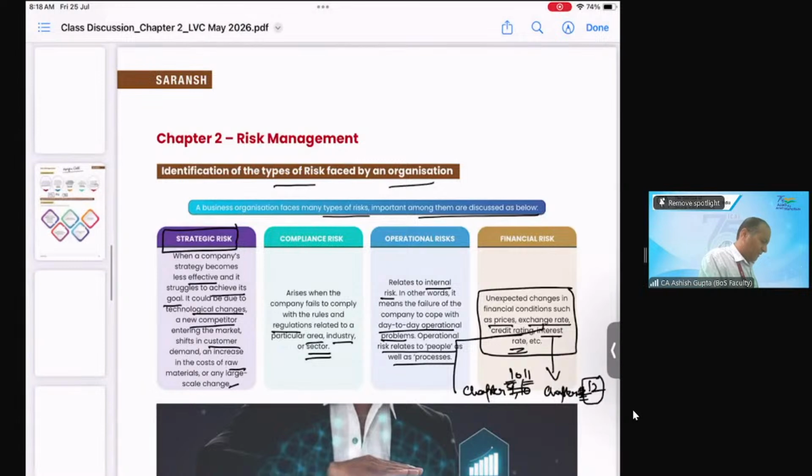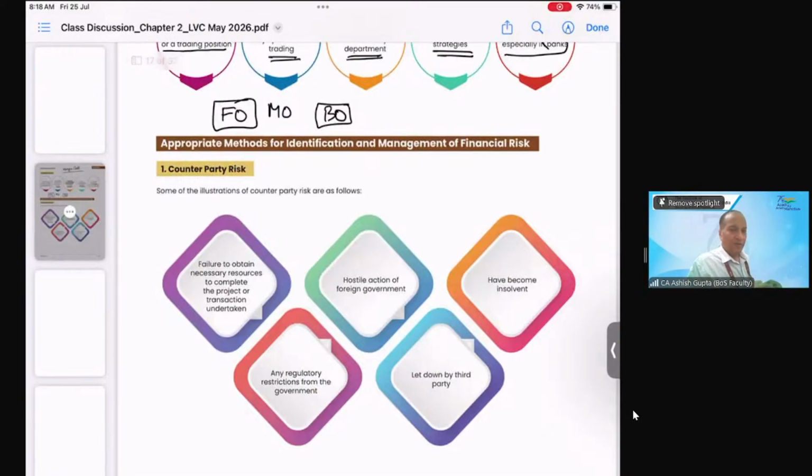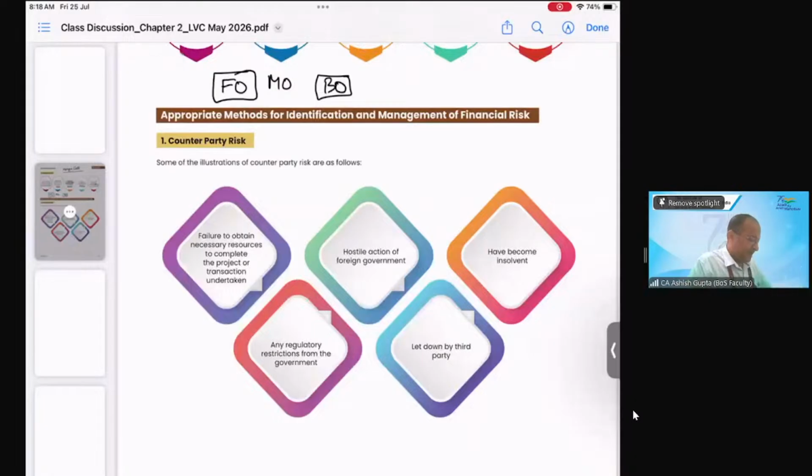Okay, so now we are coming to this slide, the appropriate method for identification and management of financial risk. Sometimes it has been seen why we normally face counterparty risk. What are some of the reasons or illustrations? Like we have failure to obtain necessary resources to complete the project or transactions undertaken.